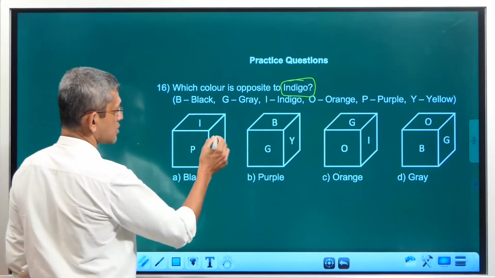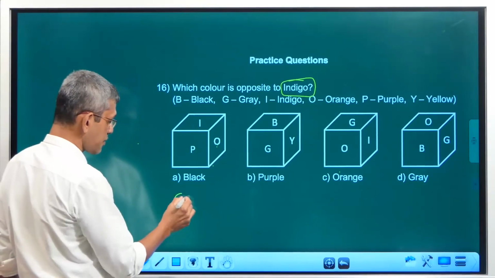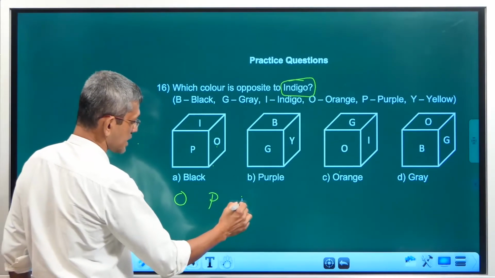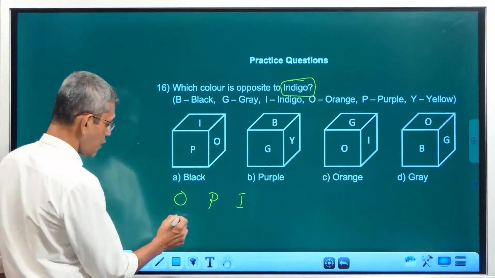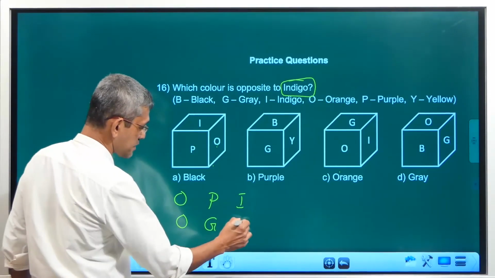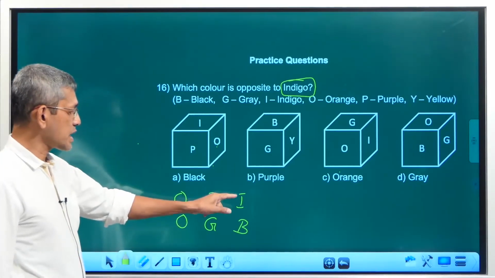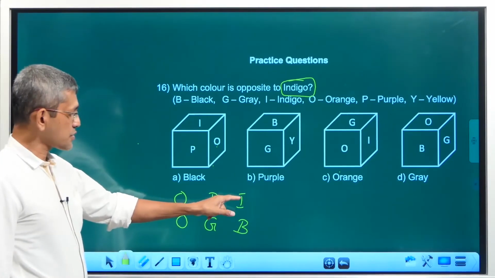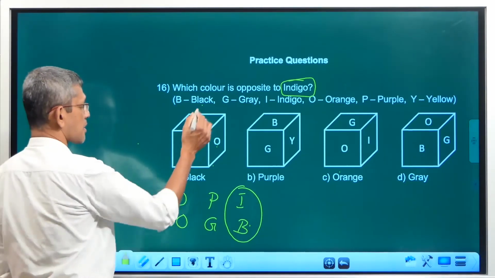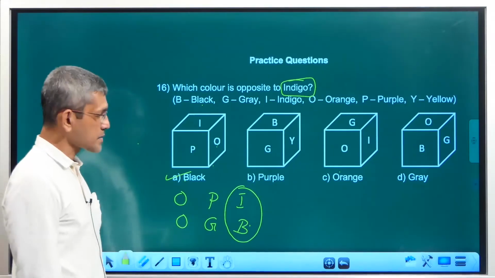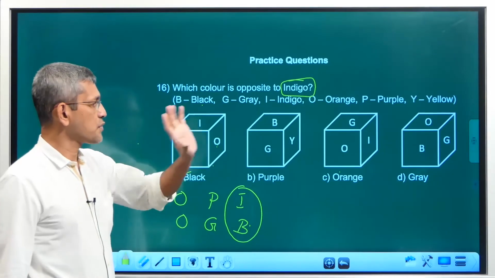The common color is O. From O we go clockwise. So O, P and I, and in this case O, G and B. What we are looking for is the color opposite to indigo. Opposite to I is B. What is that B color? B is black. So black is the answer. So when you compare image number 1 and image number 4, you get the answer.